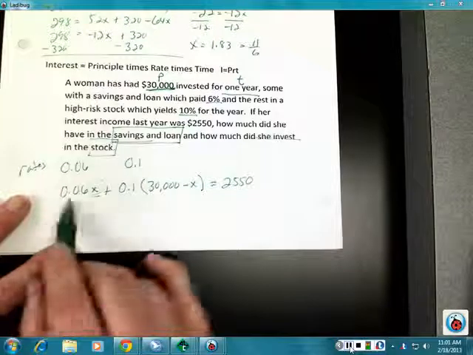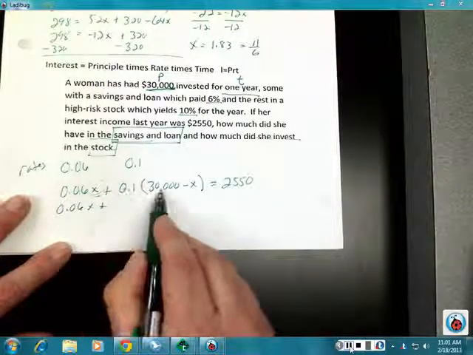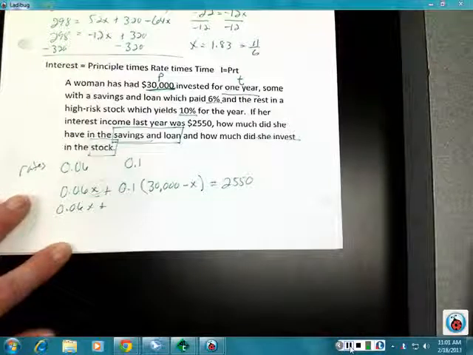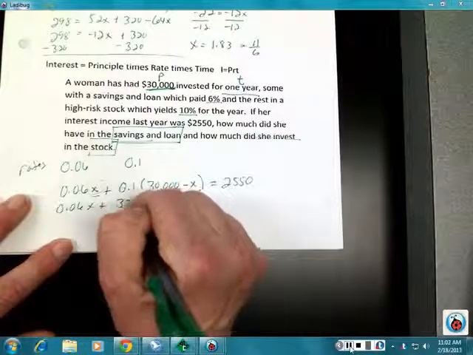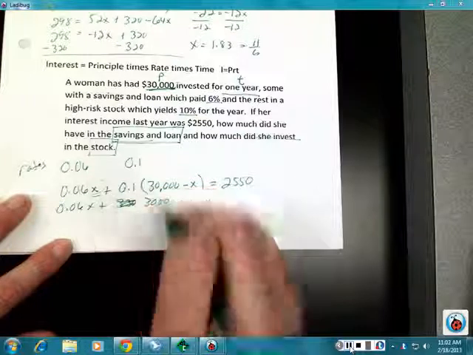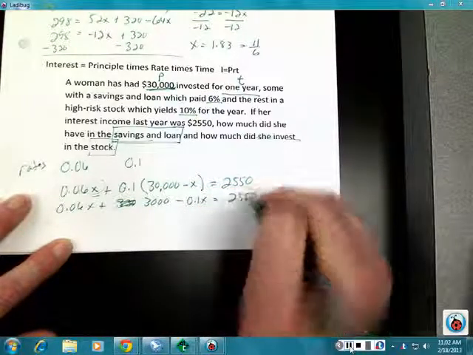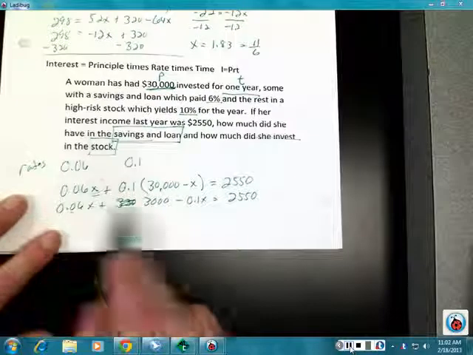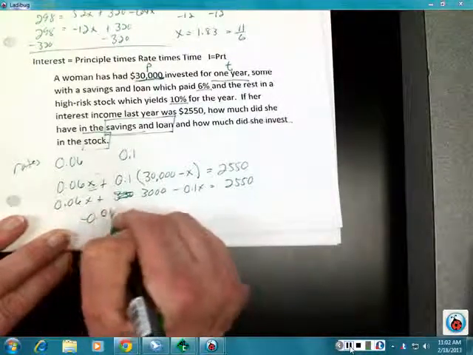So if I solve it, I have 0.06x plus 10% of 30,000. So 30,000 times 0.1 gives me 3,000, minus 0.1x. Put my x's together, leaves me a negative 0.04x.